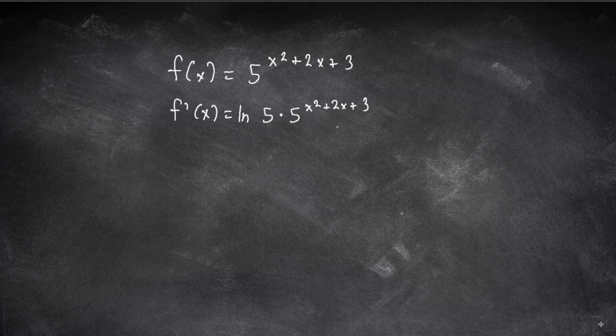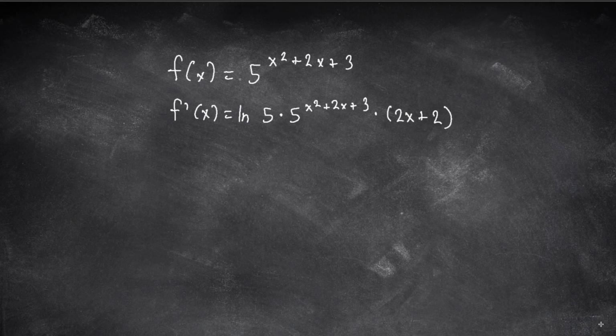exponential. So basically, if we have a function inside a function, we have to use the chain rule. So we need to find the derivative of what's inside. The derivative of x squared is 2x. The derivative of 2x is 2. And the derivative of 3 is 0, so we don't have to write that.